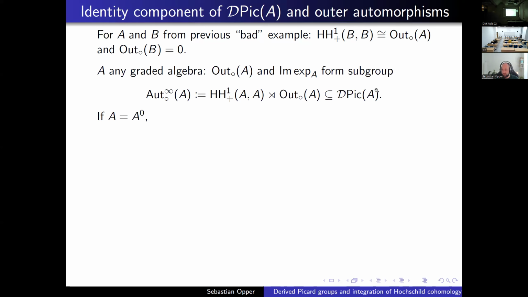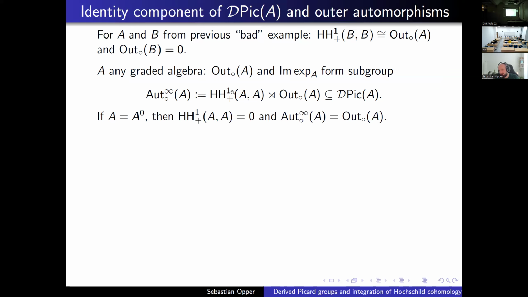And just as a sanity check, the idea is that this is a candidate map for the identity component when A is a graded algebra, to remedy the failure of the outer automorphism group to be invariant under derived equivalence. But if A is concentrated in degree 0, so an ordinary algebra, then one can show easily that this HH plus part vanishes. And this is why I was saying if you just consider algebras, everything I say in here is kind of boring, because the exponential contributes nothing.